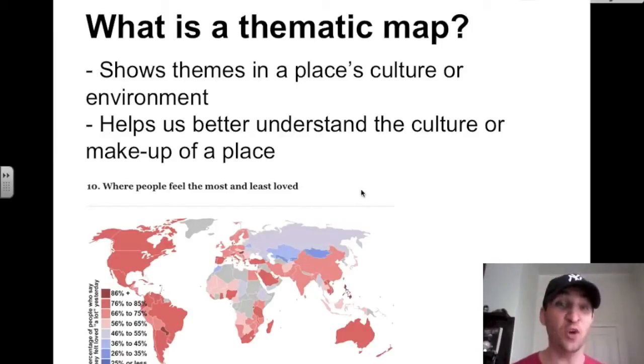As historians, we can use this information to ask ourselves, why is it people feel more loved in these countries? Is it because the governments are better and more stable? Is it because more people in these countries have some type of religion that helps them better process love? Is it because there's been less conflict and war?